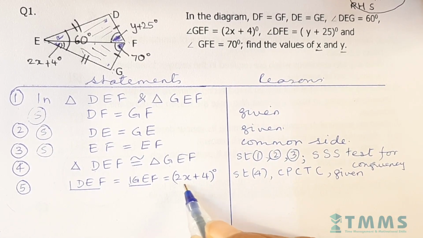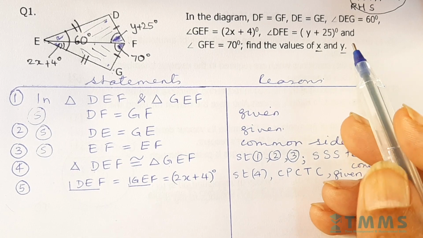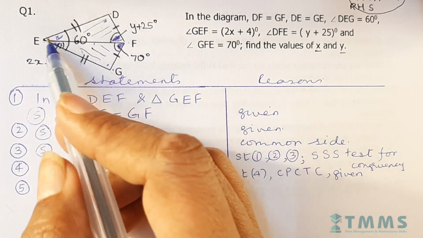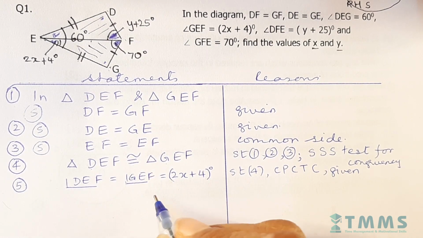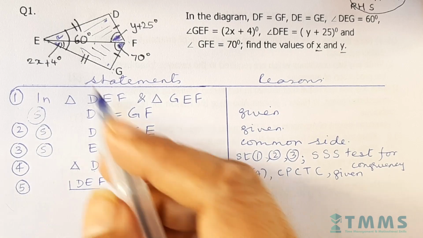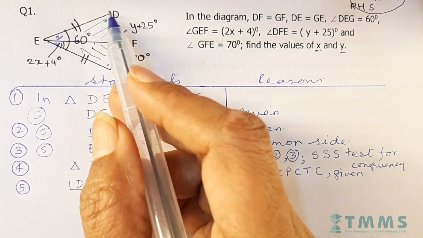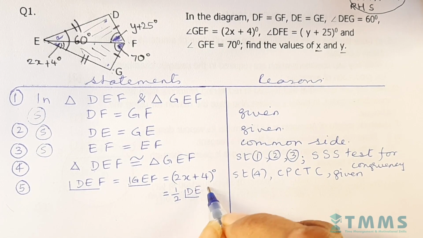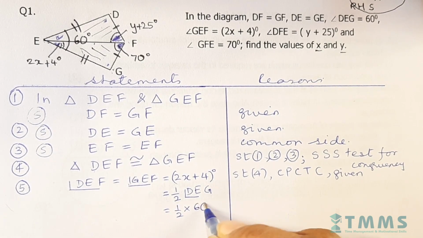Why we will write this given? Because this is given, angle GEF. Can you see that? GEF. Now, what else has been given? Angle DEG. See this? DEG. That full thing is 60 degrees. That means each one of these is 30 degrees. So how do we write that? We write equal to. Now each one of them is half of, because they are equal parts, they are half of the big angle. So we write half angle DEG, that is equal to half into 60 degrees, and that is equal to 30 degrees.